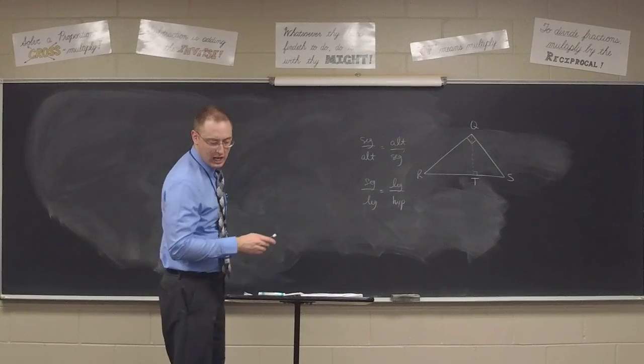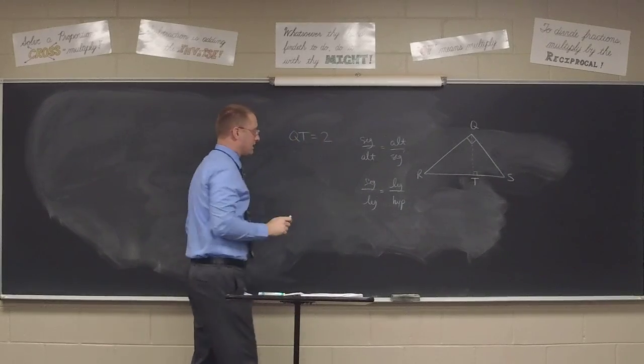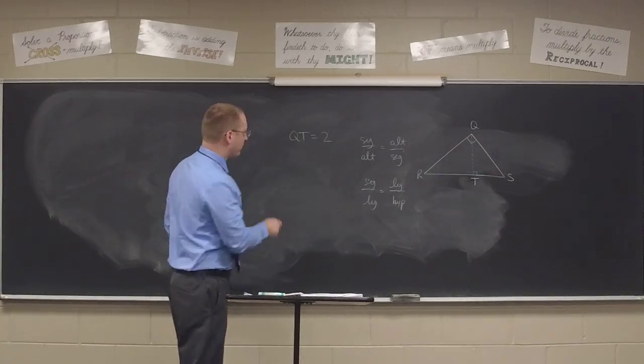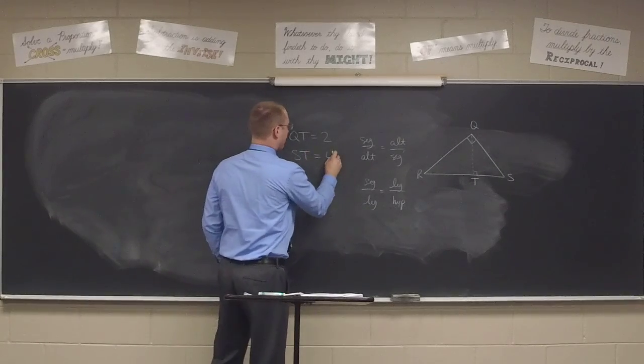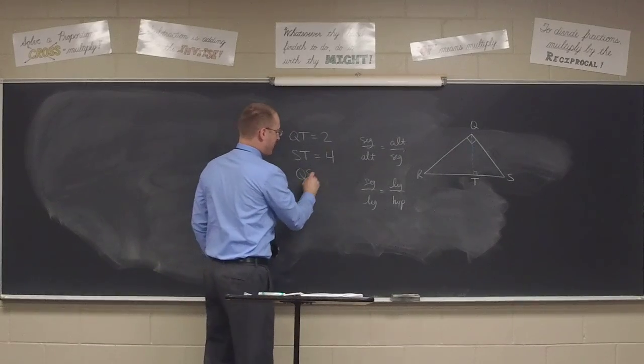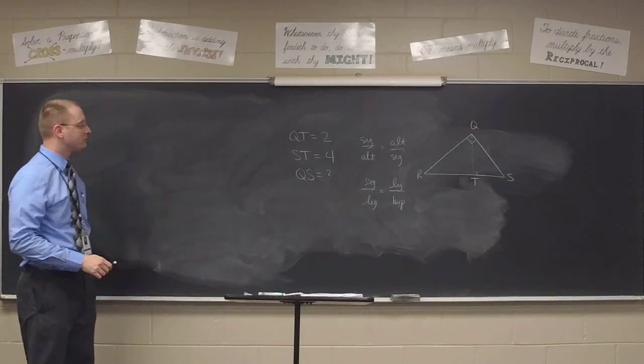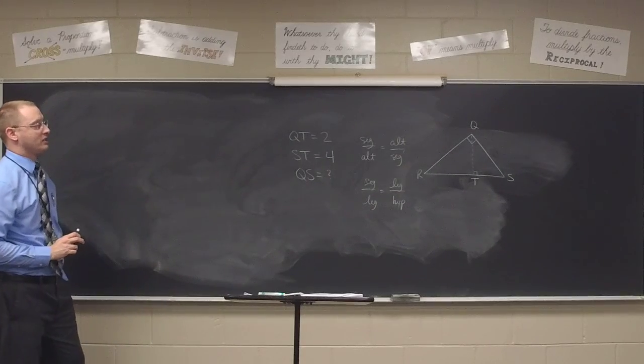So suppose I knew that QT was 2. I guess that would be Renee, my little 2-year-old. ST is 4. ST stands for stinker. That would be my older son. And QS, well, we're finding QS. And there's 2 different ways you could do it.